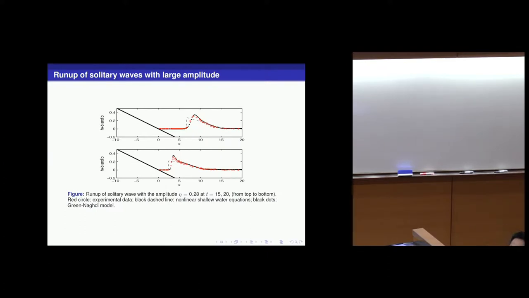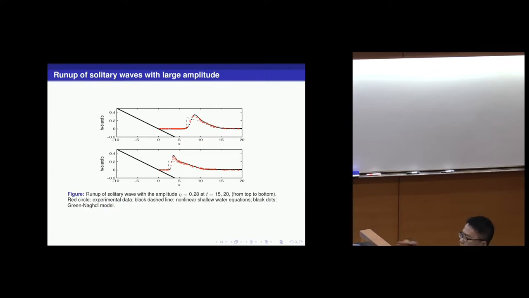If you use a KdV equation, you cannot simulate the run-up of a solitary wave with such a large value of eta, which is 0.28. For most KdV simulations, just 0.05 or 0.03 are good enough. That's the nonlinearity. I'm not going to talk about the parameters, just the dimensionless ones.